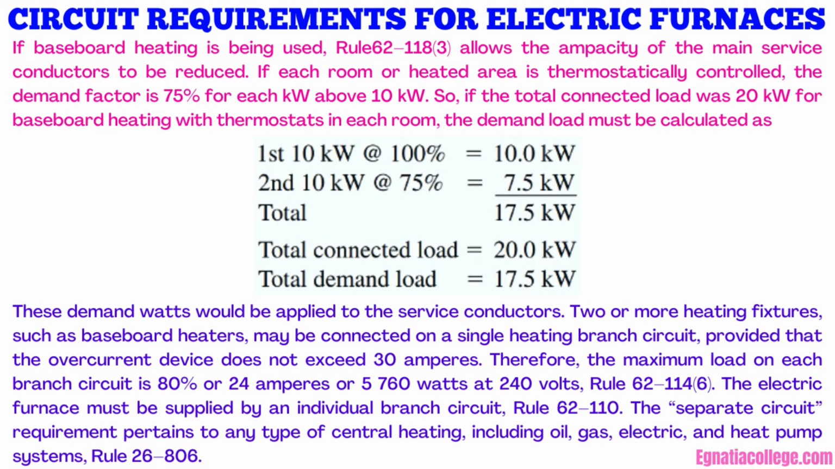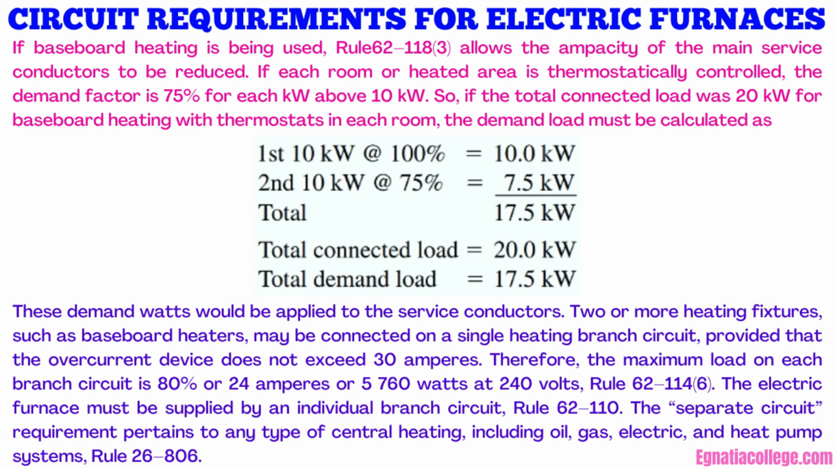Two or more heating fixtures, such as baseboard heaters, may be connected on a single heating branch circuit, provided that the overcurrent device does not exceed 30 amperes. Therefore, the maximum load on each branch circuit is 80%, or 24 amperes, or 5,760 watts at 240 volts, Rule 62-114-6. The electric furnace must be supplied by an individual branch circuit, Rule 62-110.